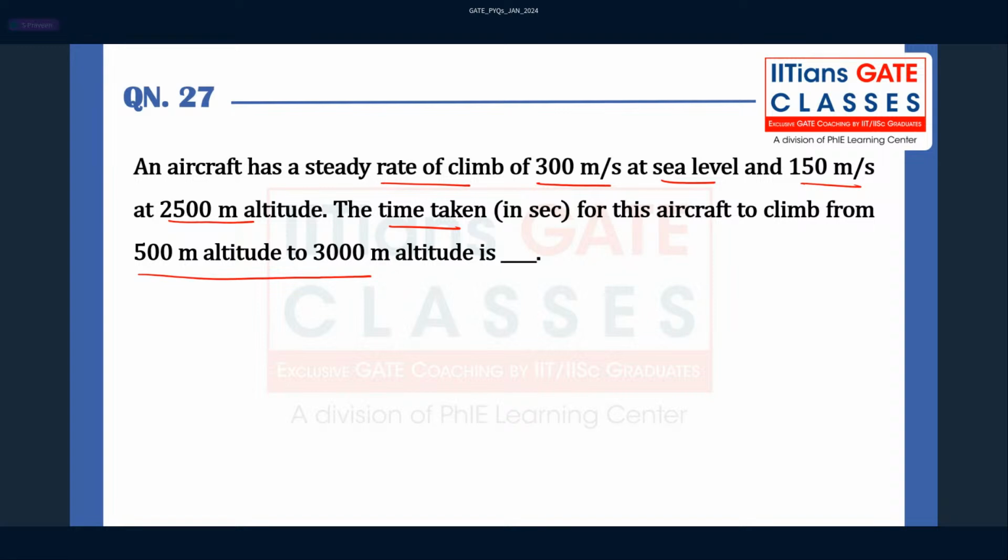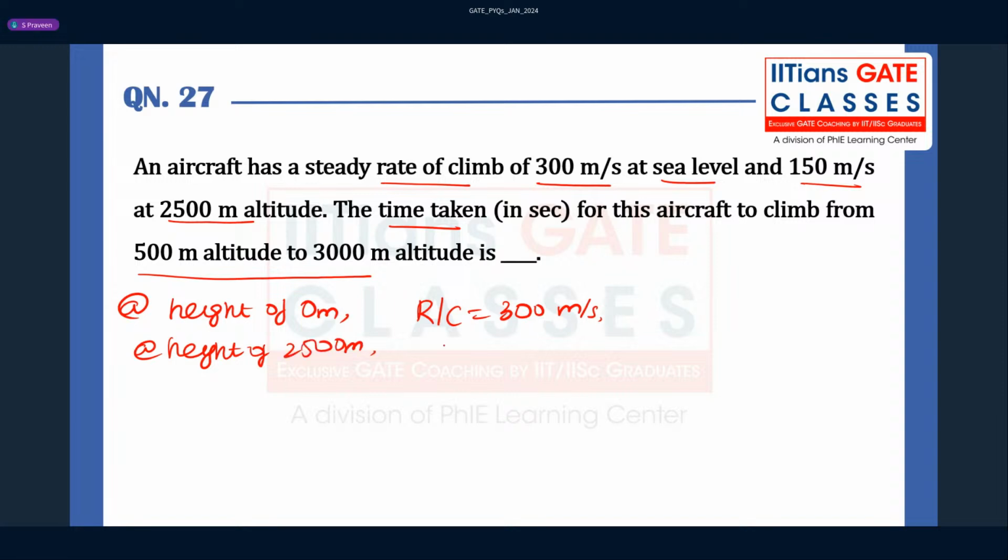Let's do this. So which means what? So at a height of 0 meter, my rate of climb is what? 300 meter per second, right? And at a height of 2500-meter altitude, my rate of climb is what? 150 meter per second. Okay. So which means I can construct, because we have 2 points, basically we can construct a line, which is basically the 2 point form.